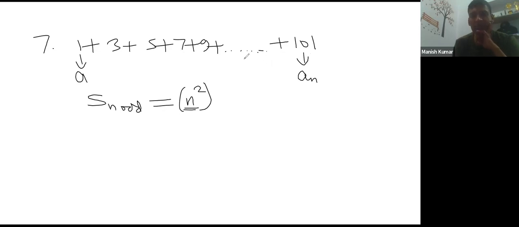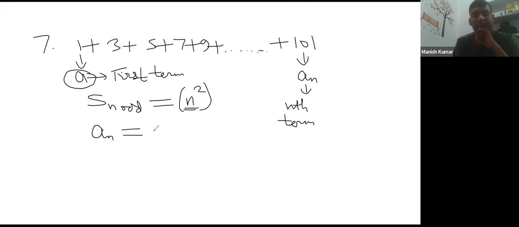How many numbers are there in total, first of all? So this A is called as the first term. And this is called as the nth term. And there is one formula, an is equal to a plus n minus 1 into d. Okay. What is the d? D is the common difference. It is called as common difference between successive numbers.